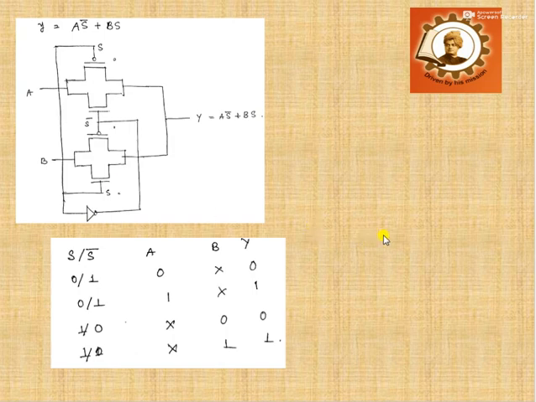So two transmission gates are connected in this fashion, and if you check the truth table, suppose S and S bar are 0 and 1, and you put A equal to 0, what will be the value at this output? When S equal to 0, the upper transmission gate will be on, so input A will be reflected at this output side. So A is 0, output is 0.